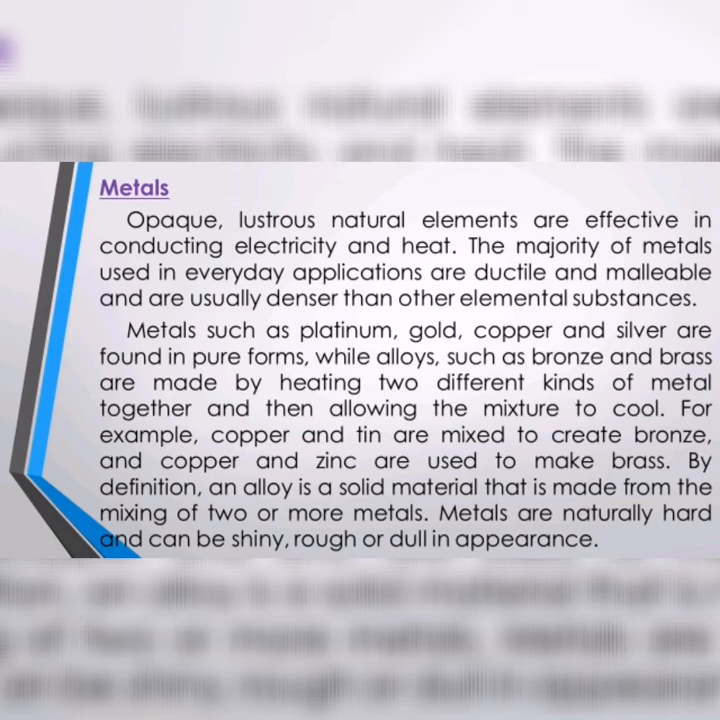By definition, an alloy is a solid material that is made from the mixing of two or more metals. Metals are naturally hard and can be shiny, rough, or dull in appearance.